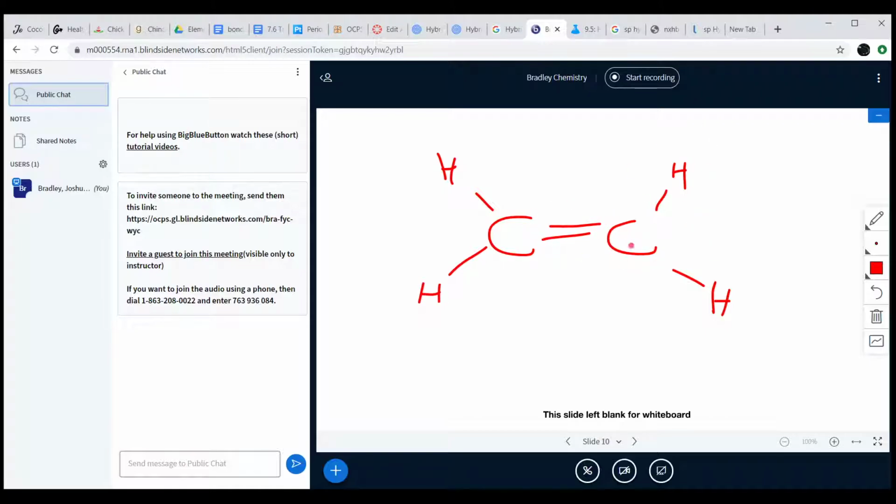And notice here that this carbon has 1, 2, 3 electron groups. Okay, we said before this is going to be sp2 hybridized, which means 1 s and 2 p's. That's 3 orbitals. Here we have 1, 2, 3 orbital groups. That's exactly what we were expecting.